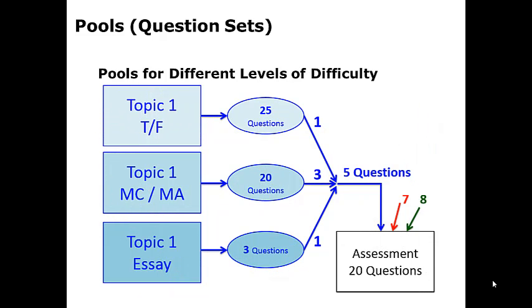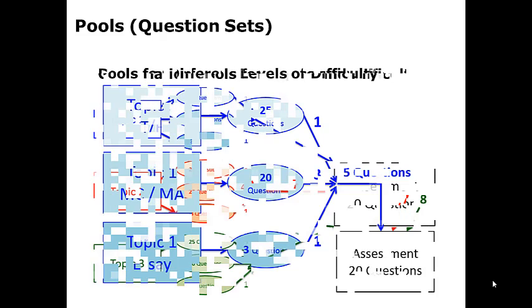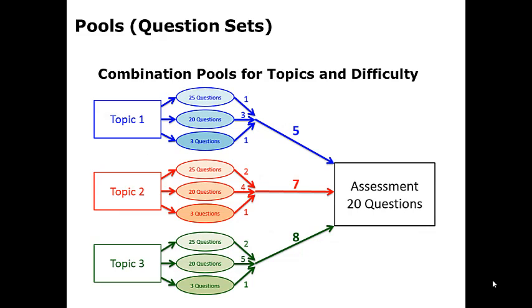Now if we went a little bit further and based pools on the different levels of difficulty, in this case we could have different pools for the varying levels of difficulty for topic 1: true/false, multiple choice/multiple answer, and essay, and weight the questions accordingly. Now let's take a look at this assessment for all 3 topics to produce these 20 questions. We now have a combination of pools for topics and difficulty producing a single assessment of 20 questions.